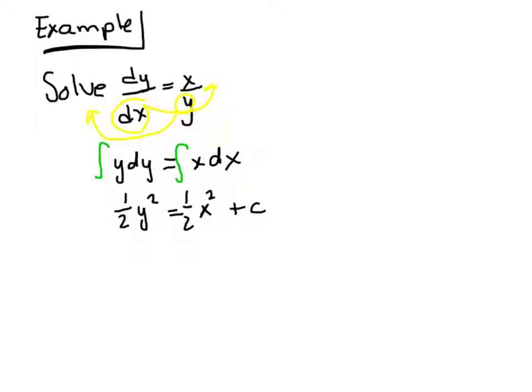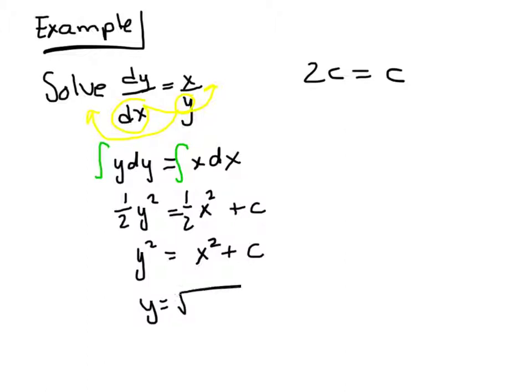So now what we need to do is solve this equation for y. So what I'm going to do is multiply both sides by 2. Notice that I don't actually have to write 2c because 2 times a constant is still just a constant. It hasn't changed anything. So now what we need to do is square root both sides. So then y is equal to the square root of x squared plus c.